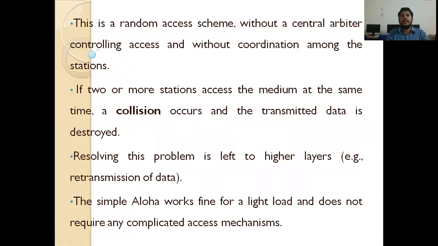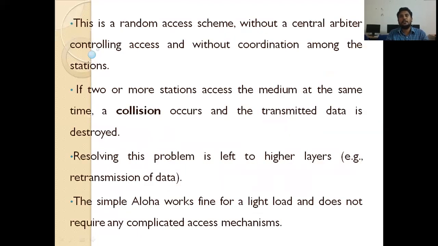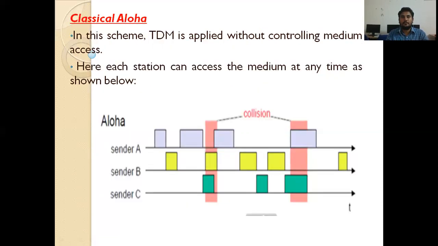So this is a random access scheme without a central arbiter controlling access and without coordination among the stations. If two or more stations access the medium at the same time, a collision occurs. That's what we discussed here in the diagram. So at a time, if multiple senders send data packets, automatically a collision will occur and the transmitted data is destroyed. That is done in the classical Aloha.